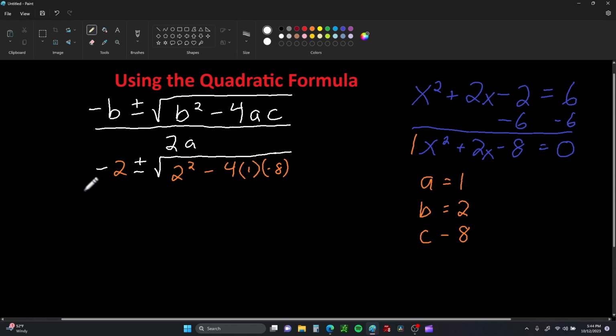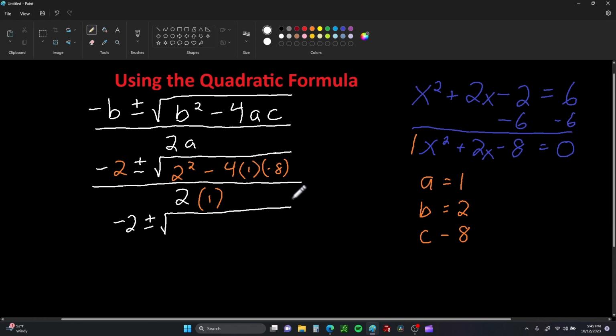So now this entire numerator is over 2 times a, and a is 1, so I just put times 1 here. So now I've substituted everything in. Now it's just algebra manipulation to get our answer. So we'll stay with one color, just to do it faster. So I have minus 2 plus or minus the square root. Now you can go off to the side and do this separately. I'm going to do it under here.